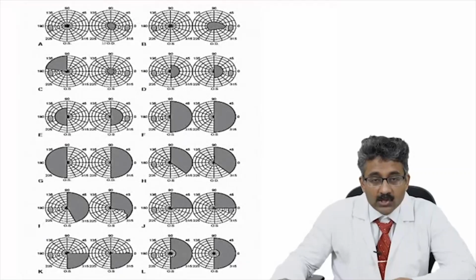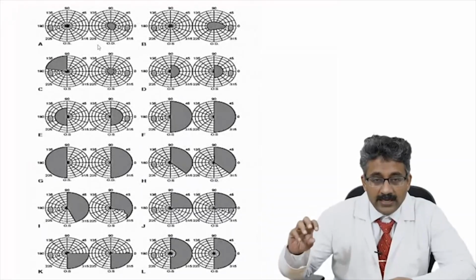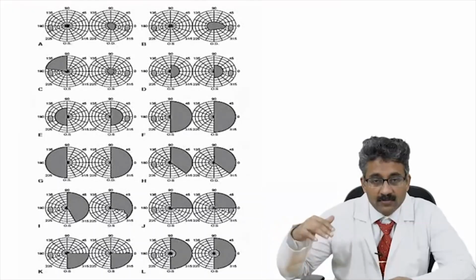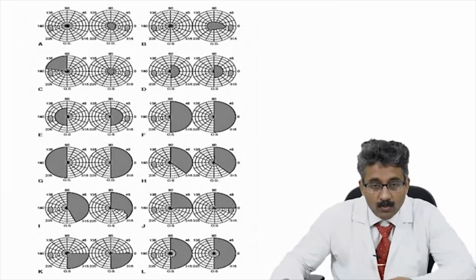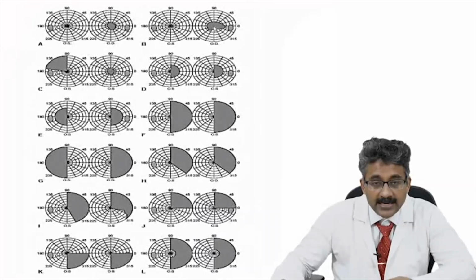A scotoma is loss of visual field in one area surrounded by normal vision. See here, you can make out this is abnormal centrally, but in the surrounding area there is normal vision. This is a scotoma. Central scotoma is a feature of macular diseases. Here you can see in the next diagram, B, there is a centrocecal scotoma extending to the temporal crescent. Centrocecal scotoma is a feature of papillopathy.